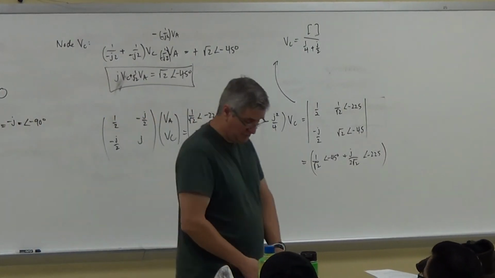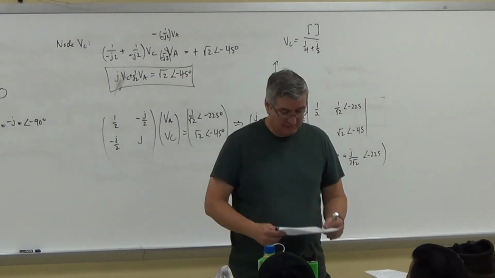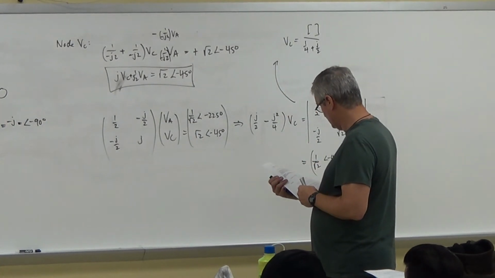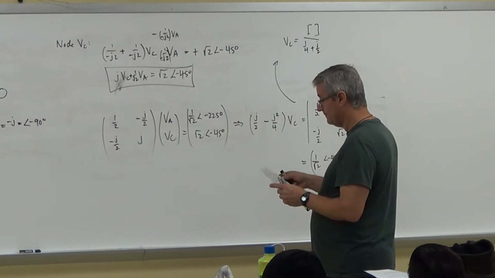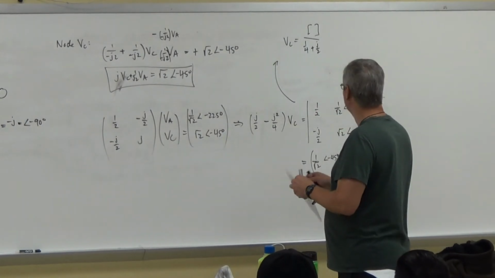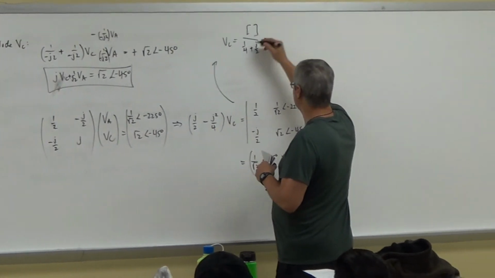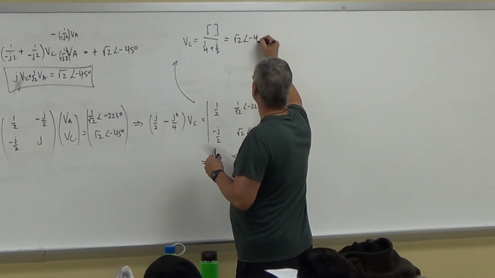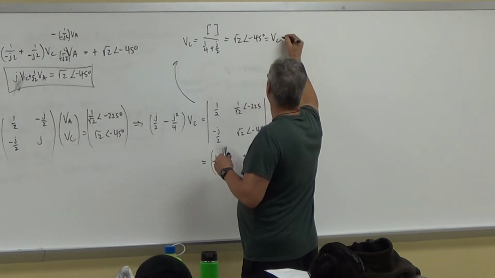So if you were to put an answer, this is what I ended up getting. When you calculate this thing, which is messy, I get the square root of 2 at minus 45 degrees.